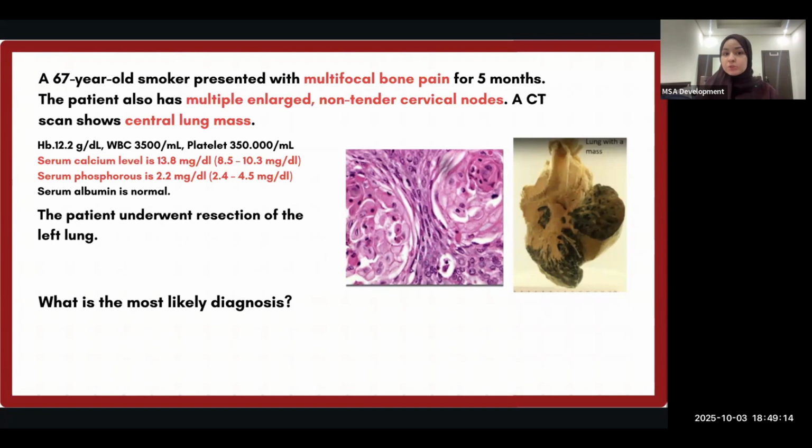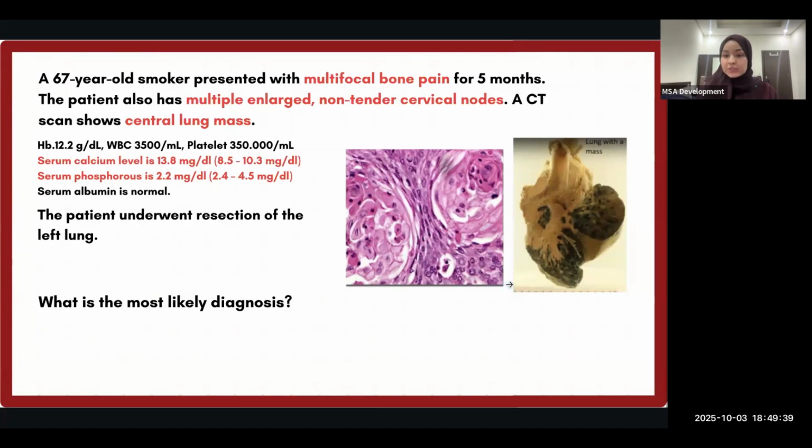Patient also has multiple enlarged non-tender lymph nodes. A CT scan shows central lung mass. Now, when we looked at the serum calcium, it was elevated. Phosphorus was low. Immediately, what does this tell us? You can see the pictures too, but right now we know the diagnosis just based on this information.